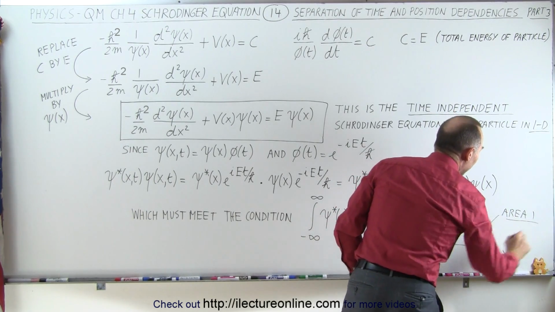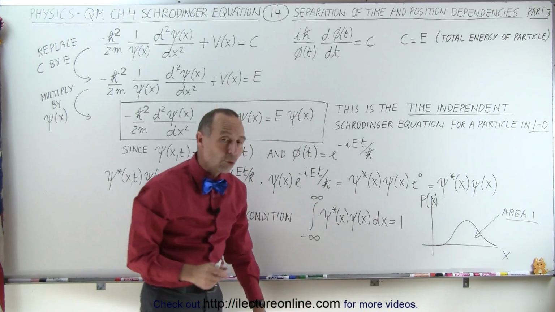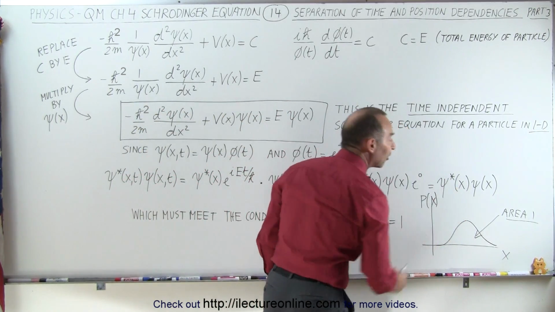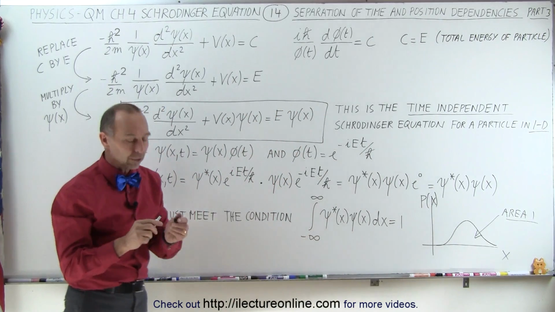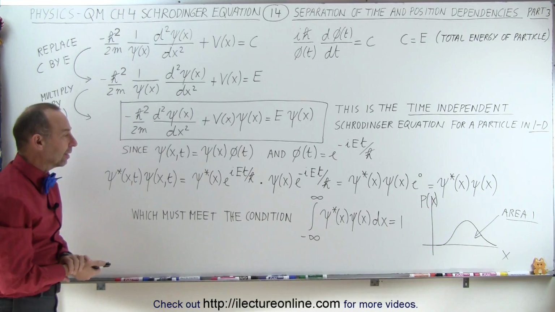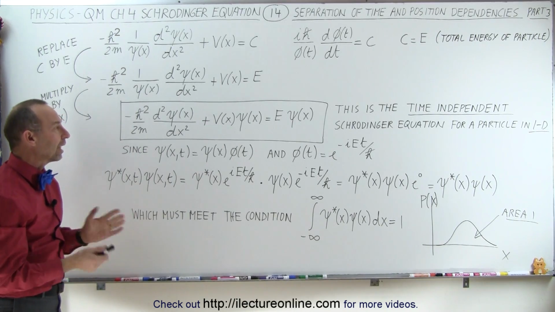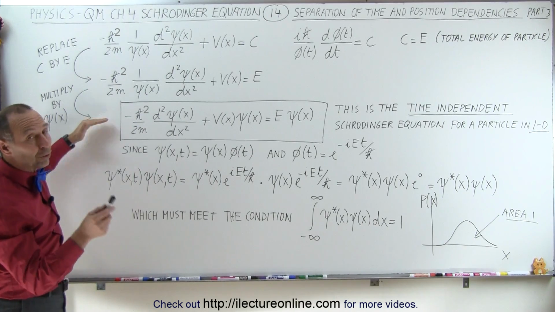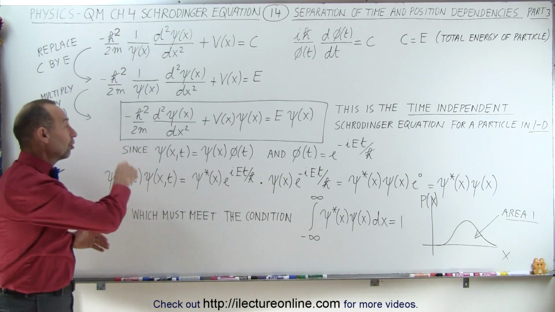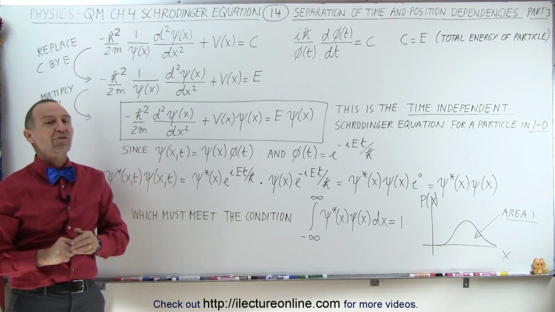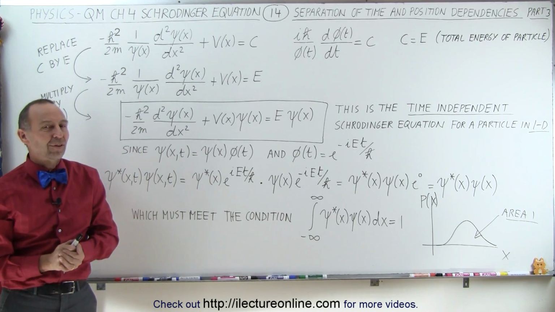And if we then normalize it, because this is what we're going to do to normalize it, once we have it normalized, we then actually have the probability function that tells us where the particle will be as a function of position only, and time is not a factor at that point. So that's how we convert it from the Schrodinger equation that depends both on time and position to a Schrodinger equation that only depends on position. It'll make our life a whole lot easier. We'll show you some examples as to why.